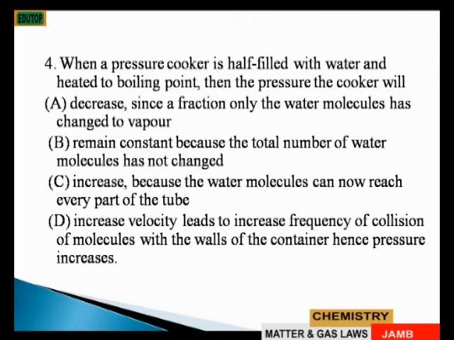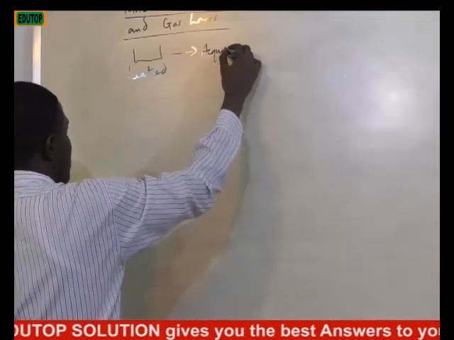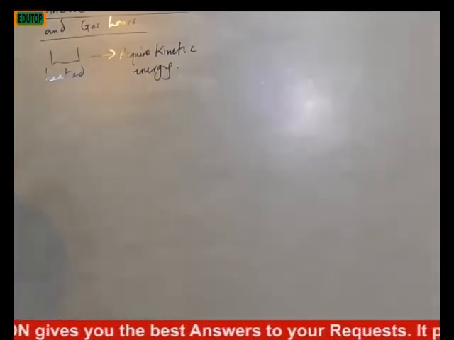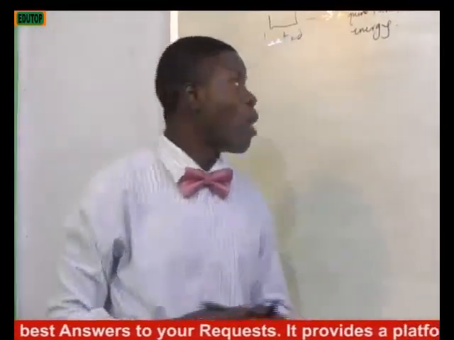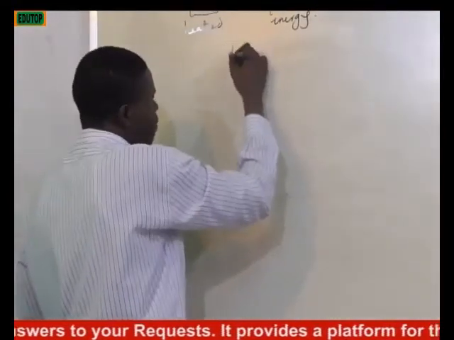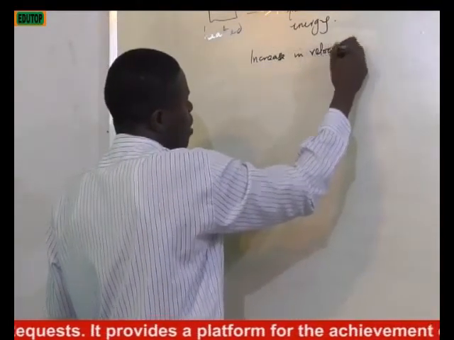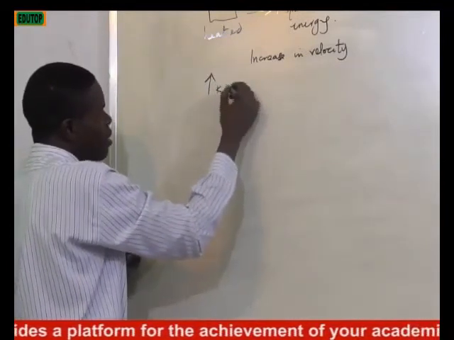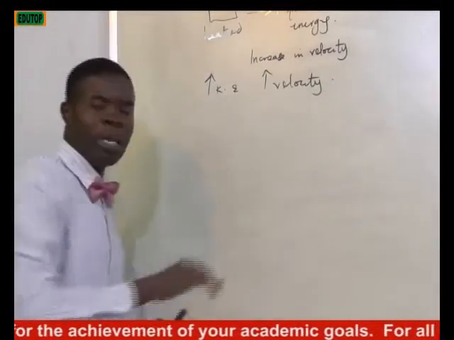If you look at this question very well, when a pressure cooker is half filled with water and heated, once it is heated, what happens? It will acquire kinetic energy. That's the first thing. And whenever it acquires kinetic energy, automatically there will be increase in pressure, as a result of increase in velocity. Because kinetic energy is a measure of velocity. When the kinetic energy increases, automatically the velocity will definitely increase. That's one factor that must be borne in mind.